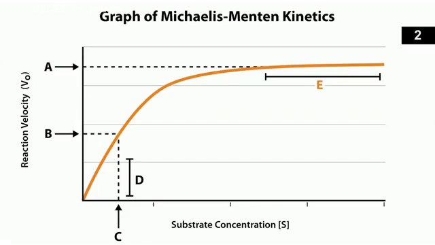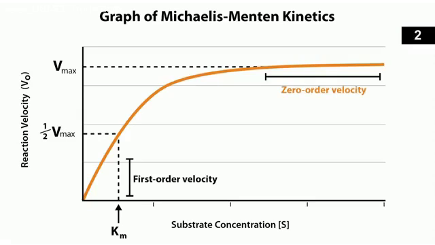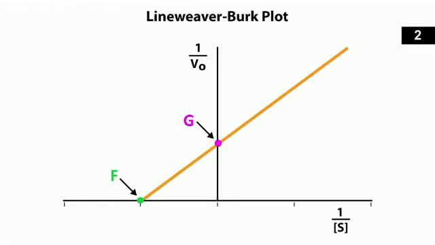On the Michaelis-Menten graph, A is Vmax, B is 1/2 Vmax, and then C is Km, which is the concentration of substrate needed to achieve 1/2 Vmax. D is indicating the region of first order velocity, and E is indicating the region of zero order velocity. And on the Lineweaver-Burk plot, F is 1 over minus Km, and G is 1 over Vmax. You're probably just going to have to memorize those two.